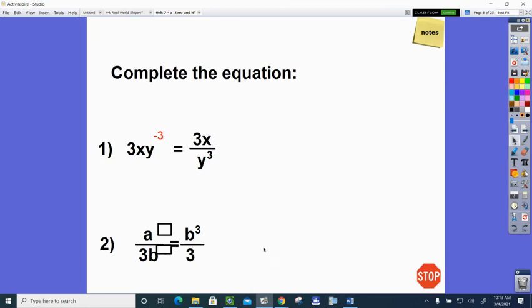Where'd the a go? Well, a to the 0 would be 1. How did the b rise up? It had to be a negative 3. So this is equal to 1, and when the b to the third came up, 1 times b to the third is just b to the third, and the 3 never moved.